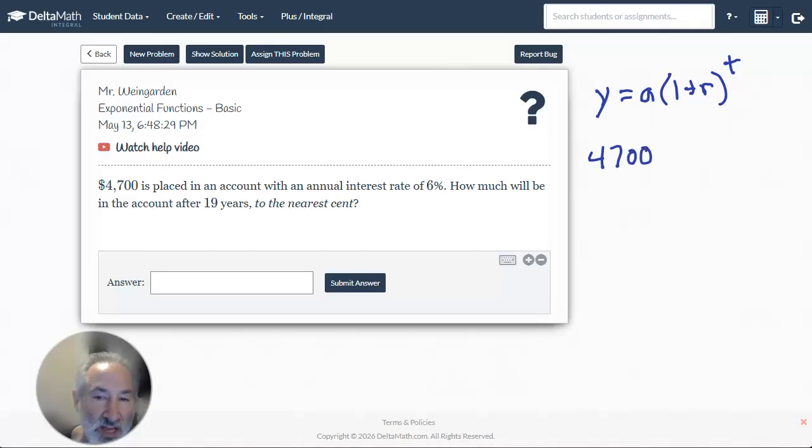By the way, in these problems, A is never the ending amount. Never. And Y is never the beginning amount. It's always the ending amount. Always. Okay, anyways. Times 1 plus r, which they're giving us 6%, so that'll be 0.06. And then raised to the power of t, and they tell us it's going to be in there for 19 years. And then you can go ahead and plug this in the calculator.